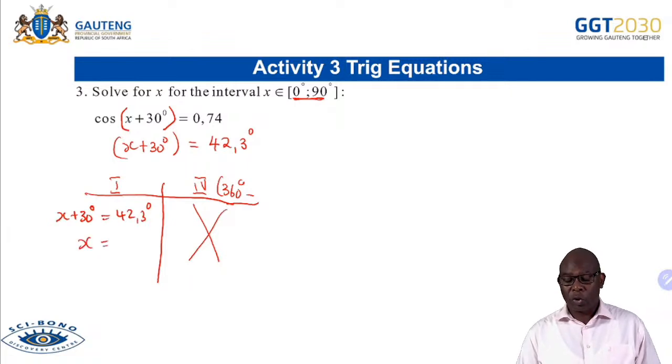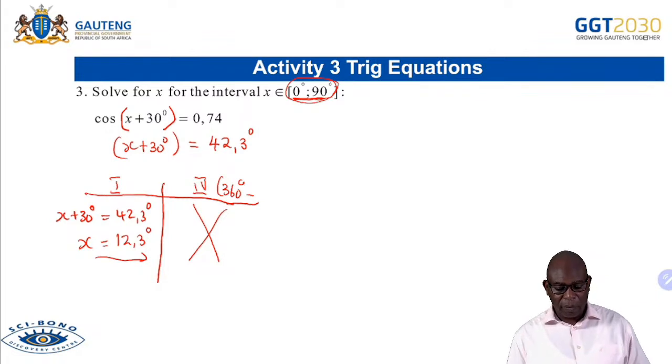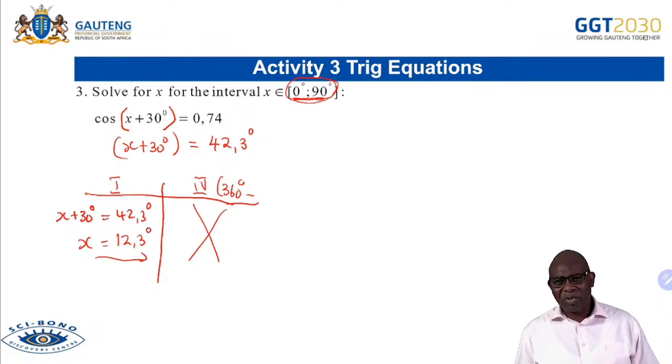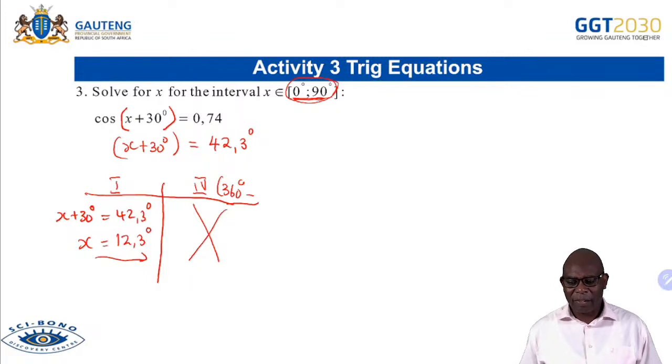X will be equal to 12.3 degrees if I subtract the 30 from 42.3. If I check, my 12 degrees will be within these two, so it will be between 0 degrees and 90 degrees. All right. So the trig equations are also part of it. Go and practice. This question ranges from 3 marks to 5 marks. So please let's make sure that we get those questions.